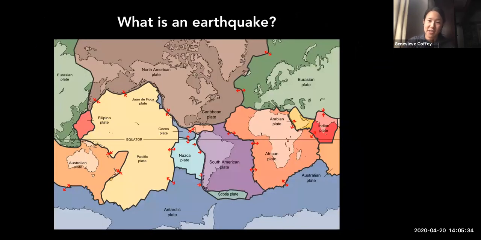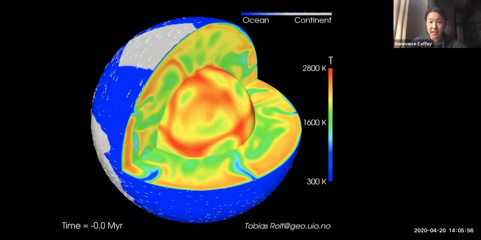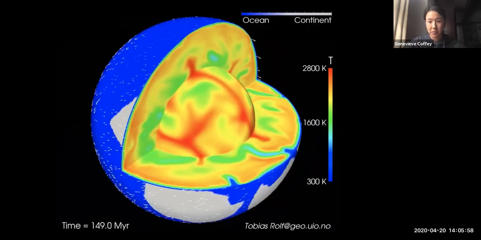So first things first, what actually is an earthquake? We know that the earth is layered. It consists of an outer crust, a thick mantle, and a core. The crust of the earth consists of tectonic plates. They're like jigsaw puzzle pieces. They all fit together and they're all moving around. Mantle convection is a process that actually drives this tectonic plate motion.